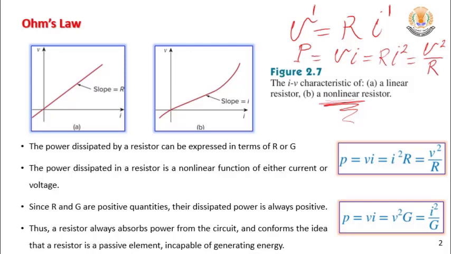Can we rewrite this equation in terms of G? Yes. So here it will be G V squared, or this term can be written as I squared over G. Do you agree? So I can write the power equation in terms of voltage and current, or R and I, V and I, or I can replace R by 1 over G. Clear? That's it.